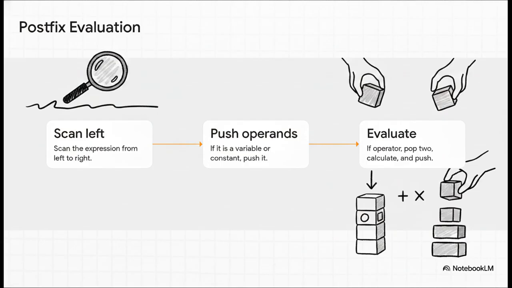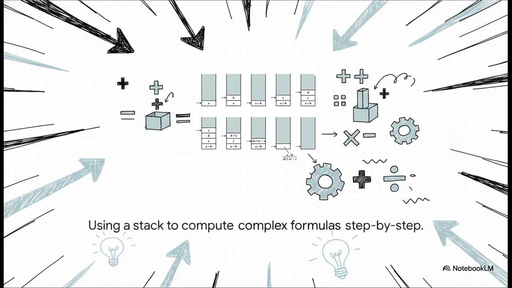Step 3, if you see an operator, like a plus or a multiply sign, you pop the top 2 items off the stack, perform the operation on them, and push the result right back on. Once you've finished scanning the whole line, your final, fully calculated answer is just sitting right there, all alone at the top of the stack. Let's speed things up a bit and actually watch the machine crunch a complex equation.